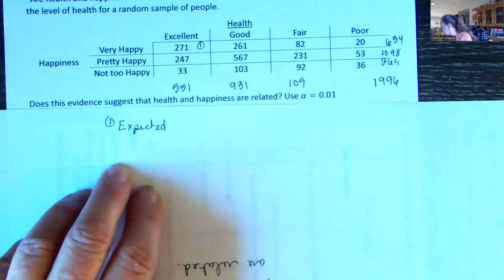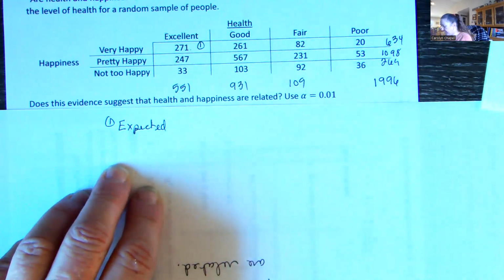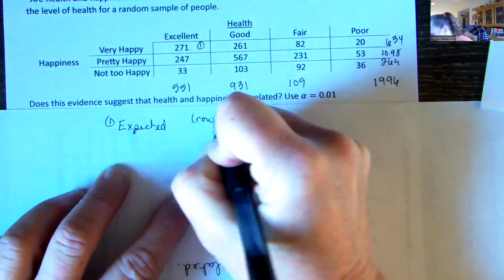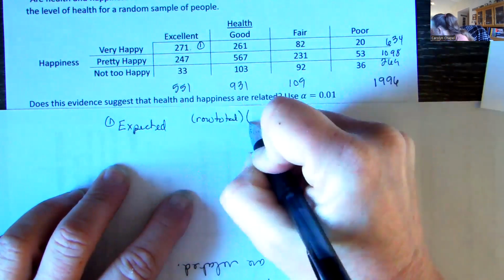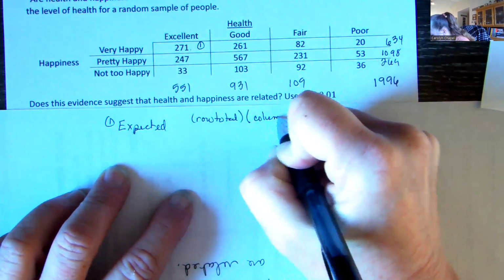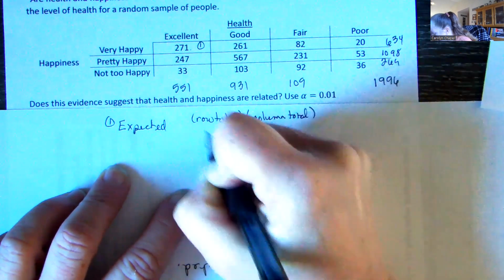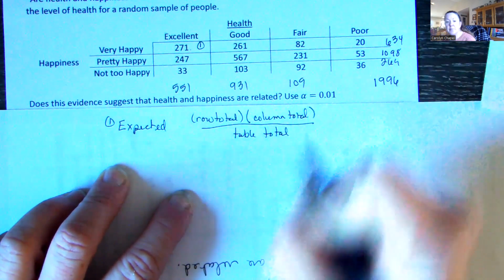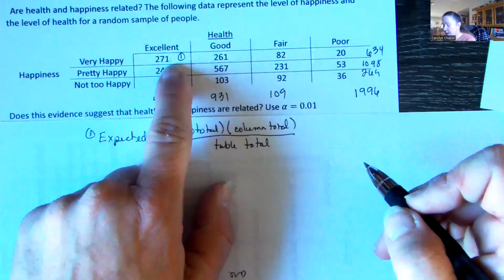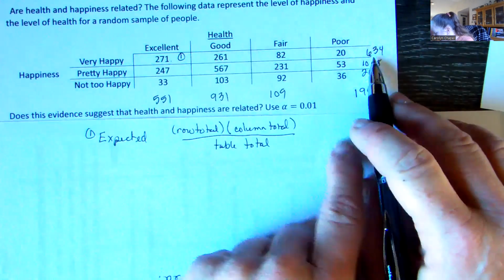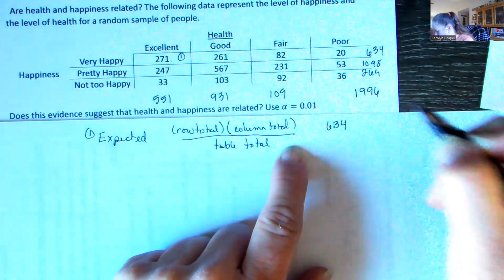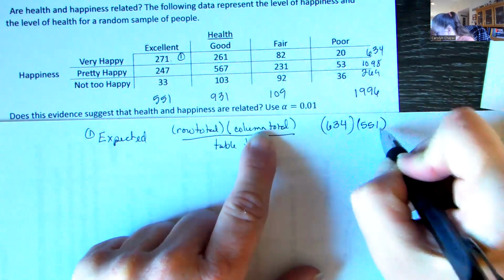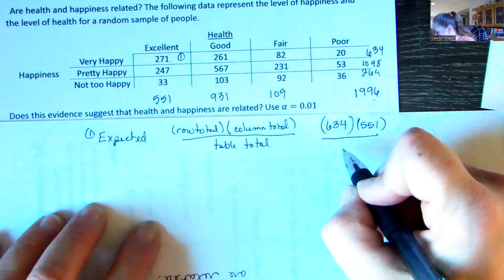So our expected, finding what we should expect in that column if these pieces were completely independent from one another. I'm going to remind you the formula for our expected. It's going to be that row total multiplied by the column total and then divided by the table total. Okay, so for this piece here, our row total was 634, sorry. Our column total was 551, and we're going to divide it by that 1996.